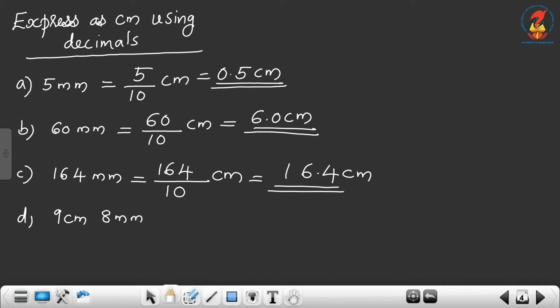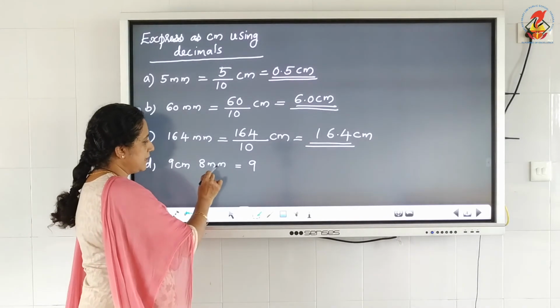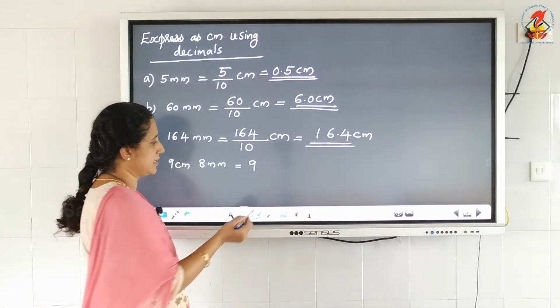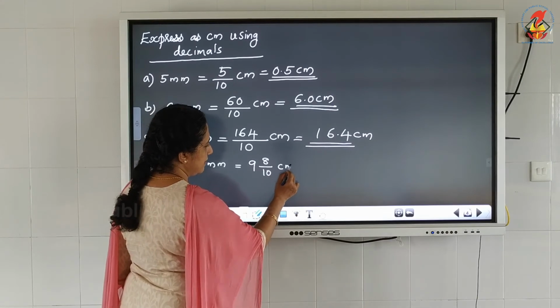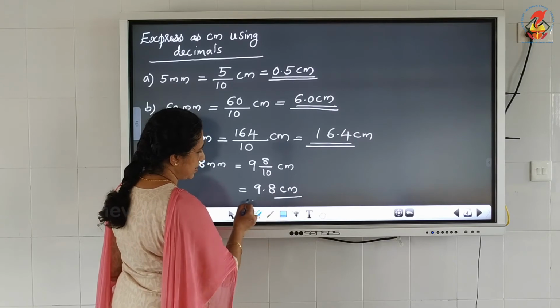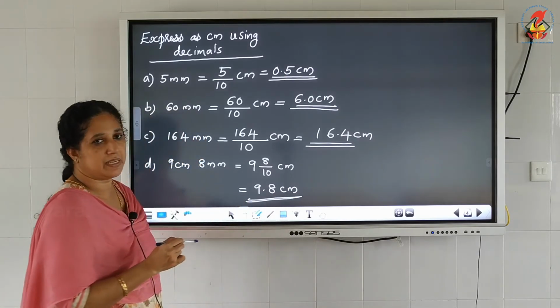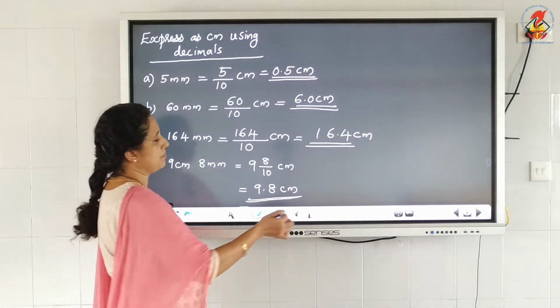Then 9 centimeter, 8 millimeter. We already learned how to write it. 9 will be in the whole number part, the centimeter measure, and the millimeter measure will be in the decimal part. So we can say it is 9 and 8 by 10 centimeter, which is equal to 9.8 centimeter. So 9 centimeter, 8 millimeter is equal to 9.8 centimeter.